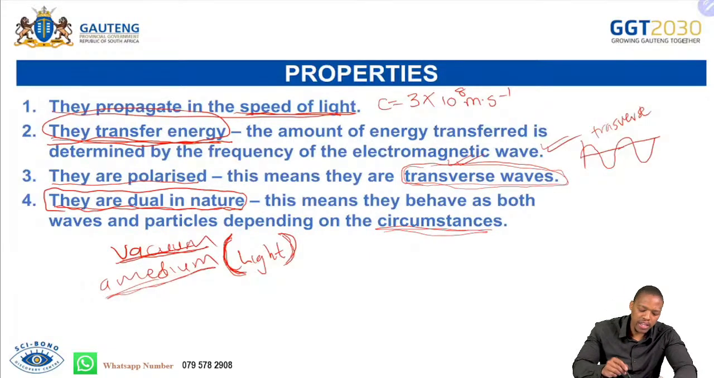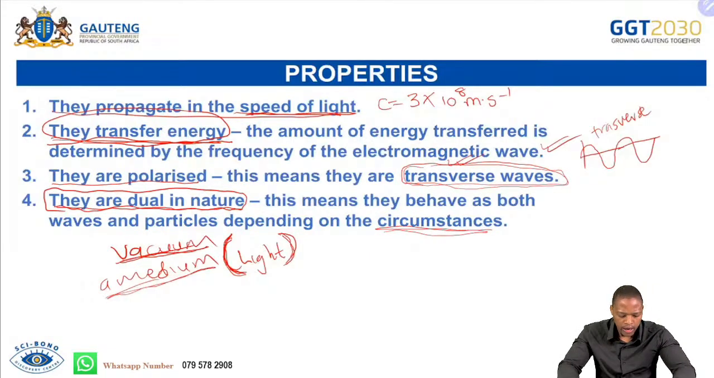So it's important that you know these properties, grade 12, that you are able to state them if the question is asked: give the properties of electromagnetic waves. You just say they transfer energy, they propagate at the speed of light, they are dual in nature, and they are transverse waves. Right, so those are the properties of electromagnetic waves.